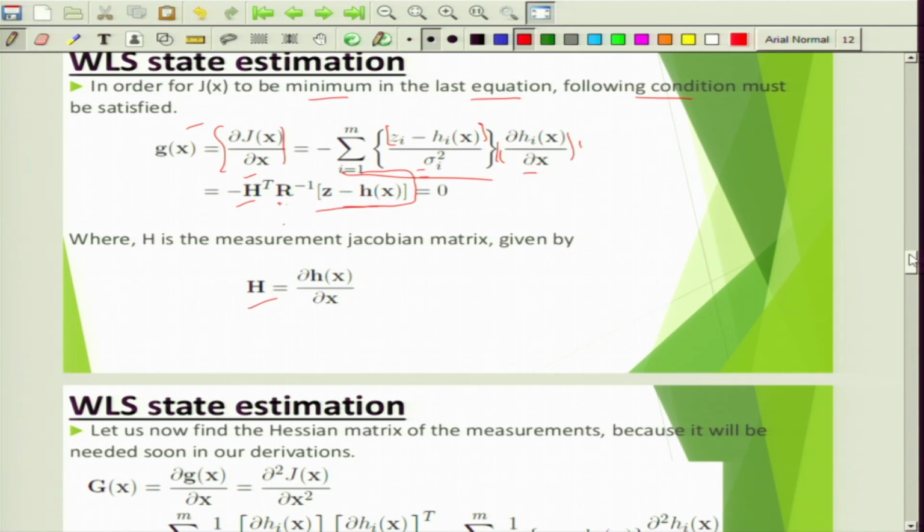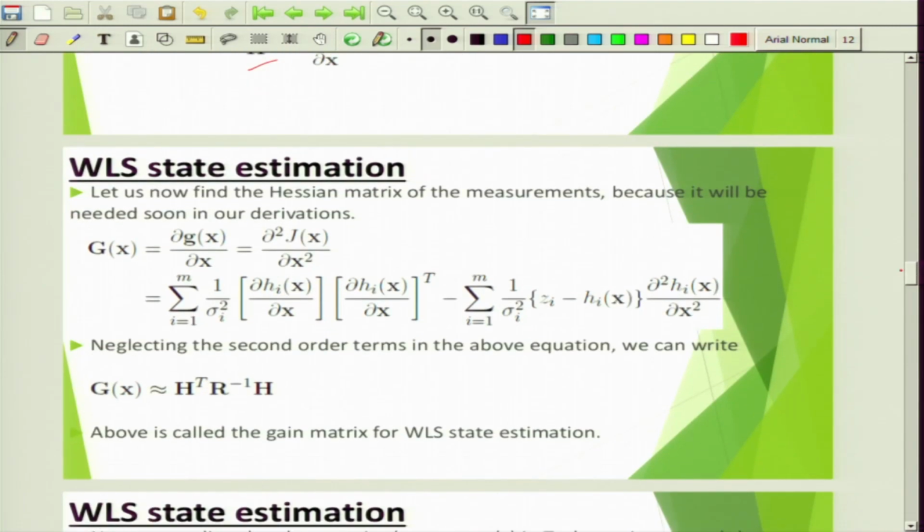Now let us find the Hessian matrix for the measurements, because it will be needed soon in our derivations. So the Hessian matrix is the derivative of the previous matrix, that means ∂/∂x of g(x), that is nothing but ∂²/∂x² of J(x), that means you are partially differentiating this g(x) twice, double derivative.